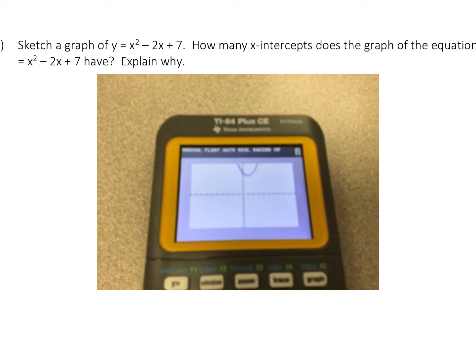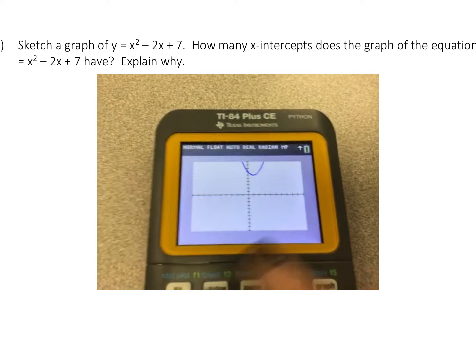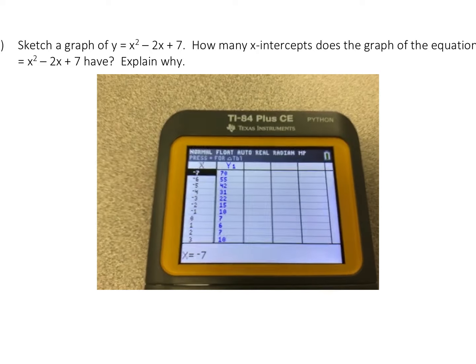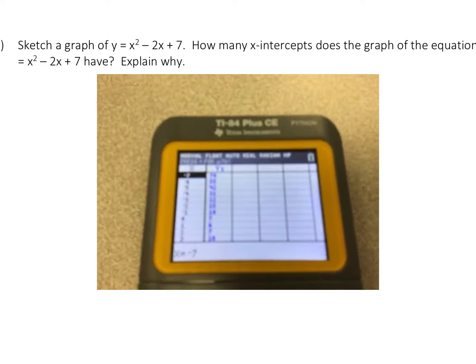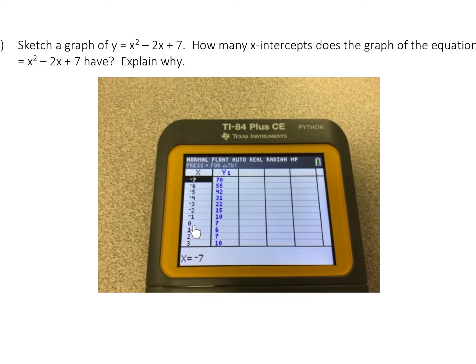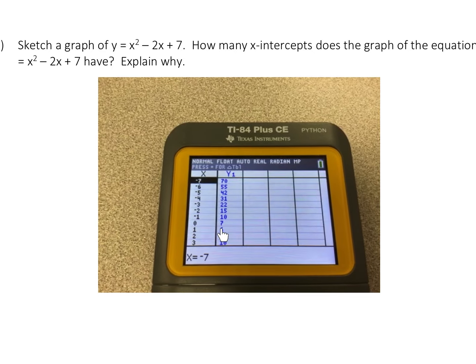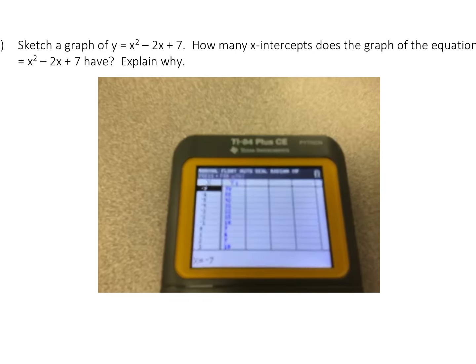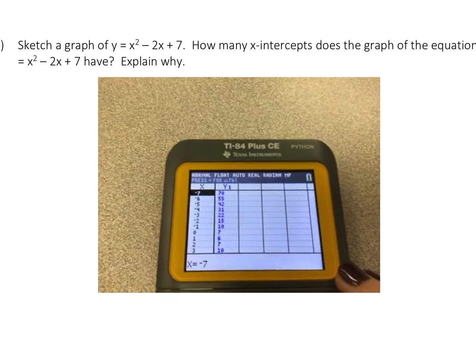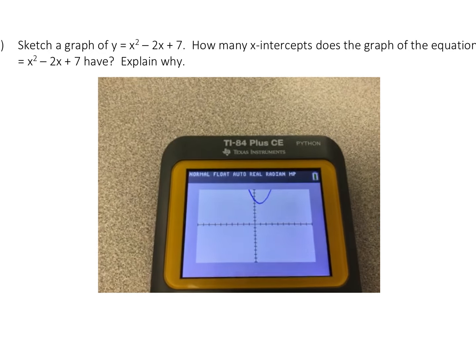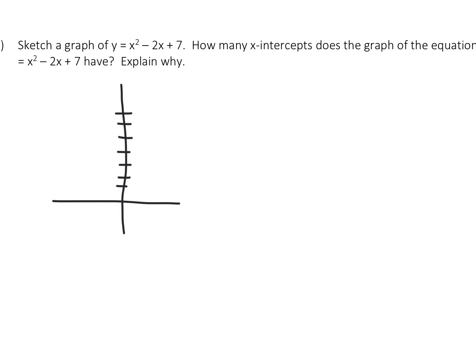Okay, so I guess we're going to sketch this. Let me just go to my table of values. And I can see right here that the y-intercept, right, is at 0, 7. So I'm just going to make sure I go through the point 0, 7 and sketch something that looks like that. It doesn't have to be great. It's going to look something like that.